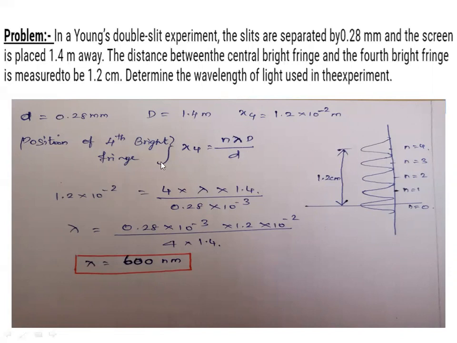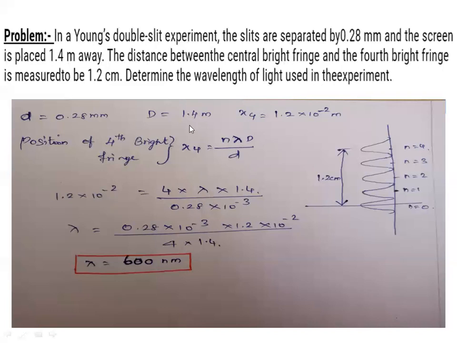As per the mathematical expression we have already derived, x to the power n is equal to n lambda capital D by small d. This is what we have already seen. So here we are going to substitute the values which we already know. What is n? n is the fourth bright band, so it is 4. And lambda is the wavelength of the light, which we are going to find out. So lambda, we keep it as it is.